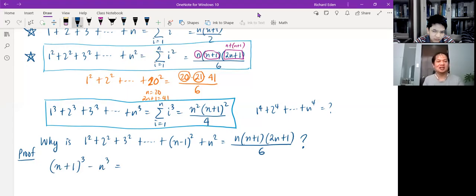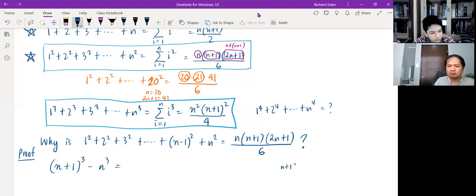But let me illustrate. Kasi given na ng formula, n plus 1, 2n plus 1 over 6, but people who devised this, saan nanggaling yun? Diba? I mean, where did it come from? Anyway, ito. N plus 1 cubed minus n cubed.